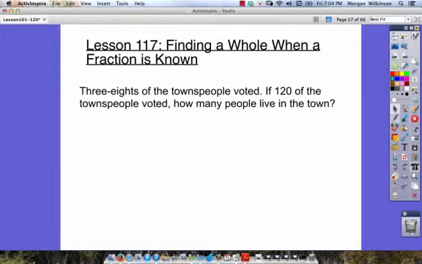So in this problem, since we're told that 3/8 of the townspeople voted, a good way to start off would be with a diagram box. Now our diagram box, we should break it into equal parts. We should break it into 8 parts.